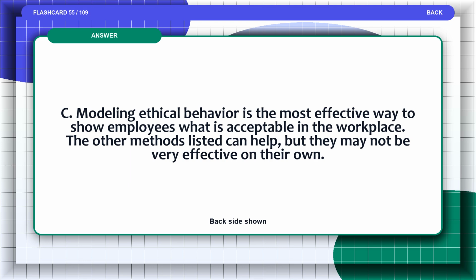The answer is C. Modeling ethical behavior is the most effective way to show employees what is acceptable in the workplace. The other methods listed can help, but they may not be very effective on their own.